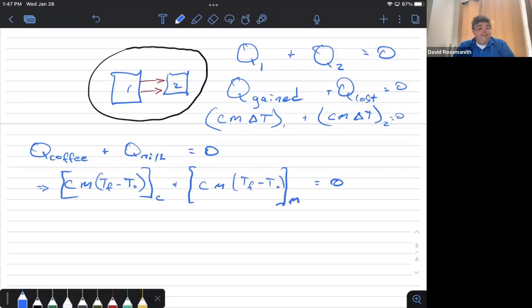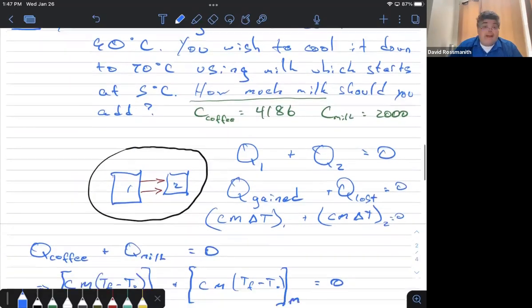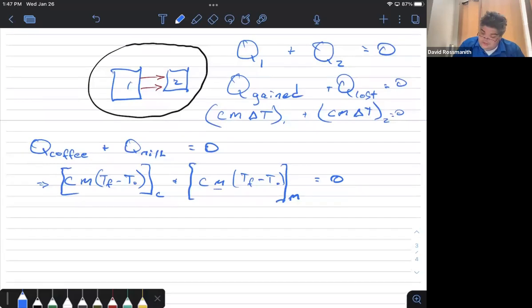We're going to know every piece of information here, and there's going to be one unknown. What's the unknown we're looking for? How much milk, that is the mass of the milk. So there's our unknown sitting there. Every other variable in this problem, we know the answer to. So let's plug the numbers in.